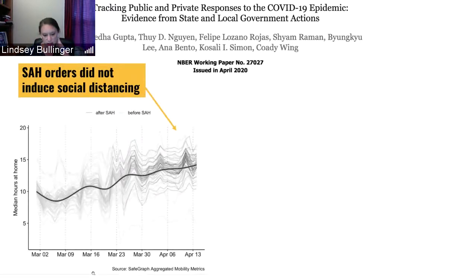This is a graph that's taken from this paper. This graph is using data from SafeGraph, and it's showing the average hours that devices in a particular neighborhood are spending at their homes. And what you see is there's a general increase from the beginning of March to the middle of April. And these darker lines here are showing when states began to implement their stay-at-home orders, if they did. And what you can see here and what they find in this paper is that people started staying home, according to the SafeGraph data, before stay-at-home orders went into effect.